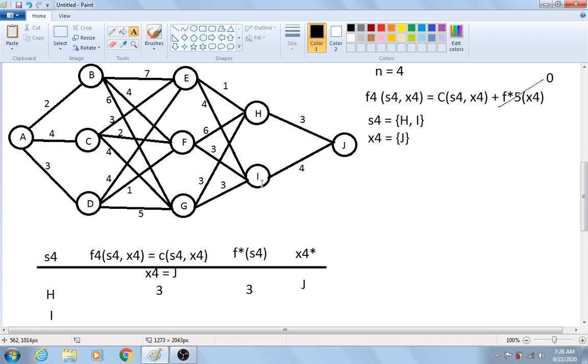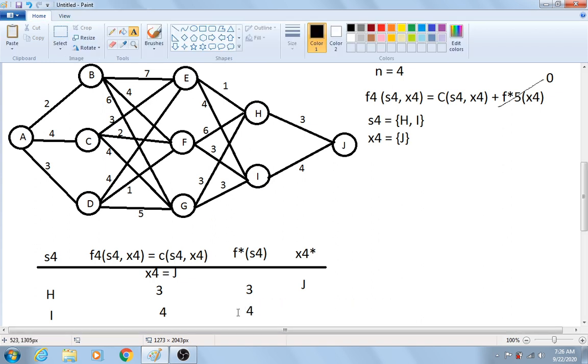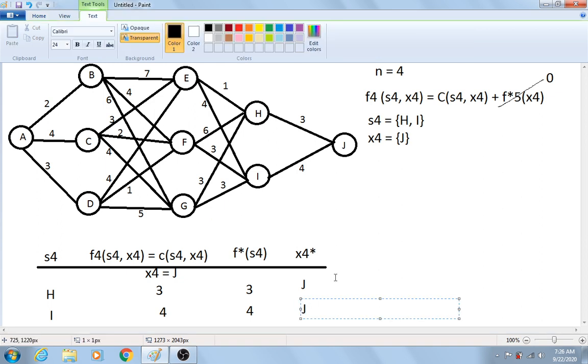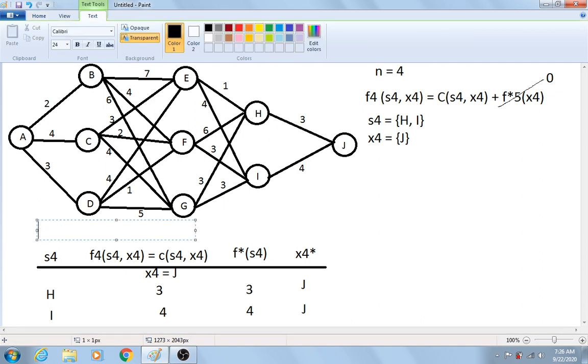Okay. And then if we are at I, if we want to go to J, what is the cost? The cost is 4. We put 4 over here. What is the lowest cost if we are at I? There is only one, 4, and that is the lowest one. And the lowest cost 4 is given by what decision variable? The decision variable is J, that is the only one. So that is J also, right? So this is for n equal 4.